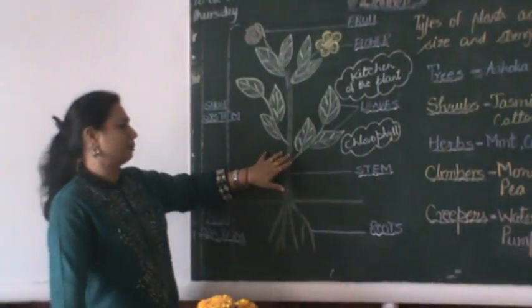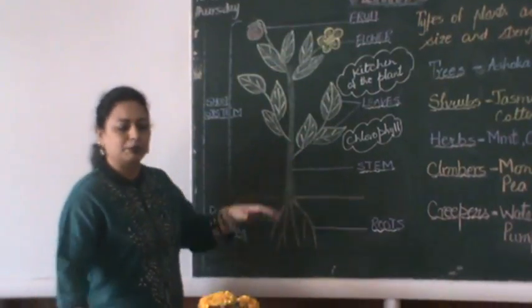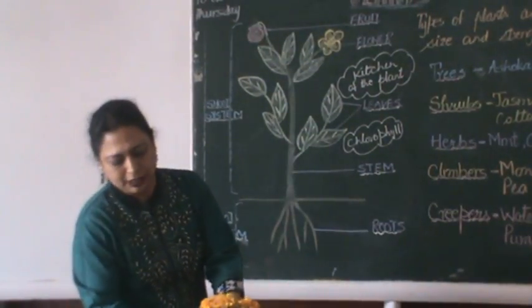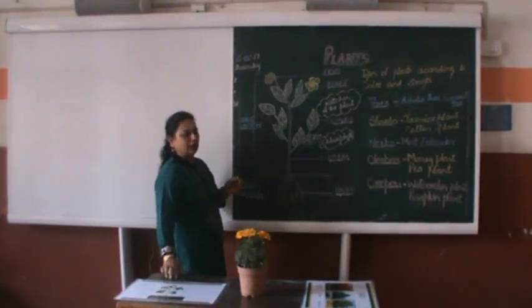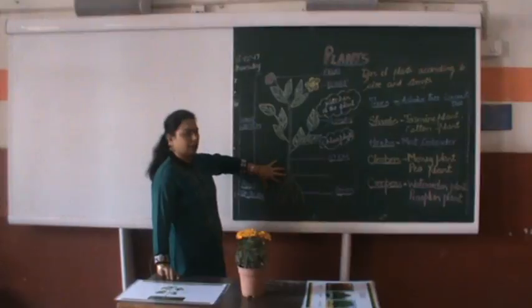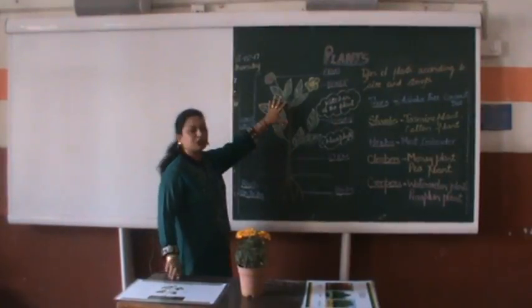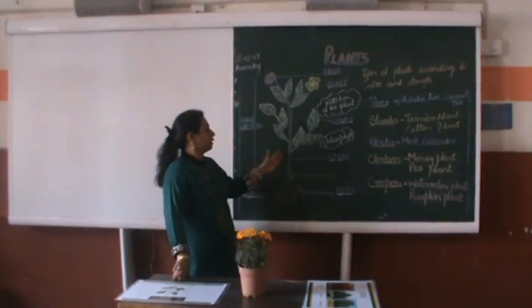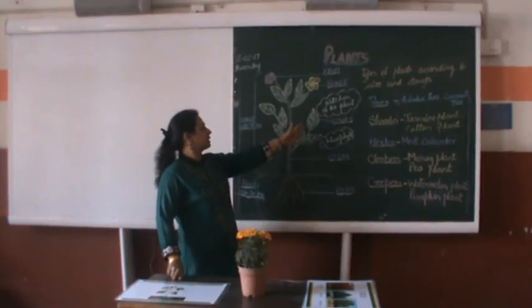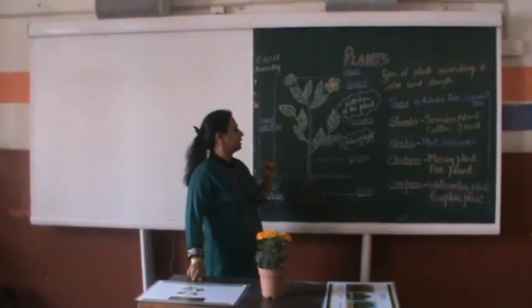The basic function of the stem is to keep the plant upright. As you can see in this picture, the stem keeps the plant upright, and it also transports water absorbed by roots to different parts of the plant, and food prepared by leaves to different parts of the plant. It also bears branches, leaves, flower, fruit, etc.